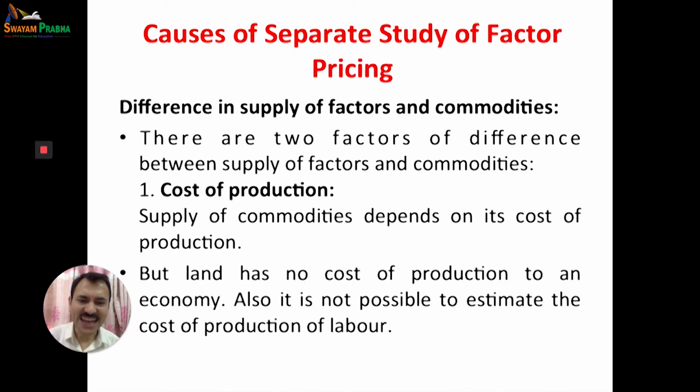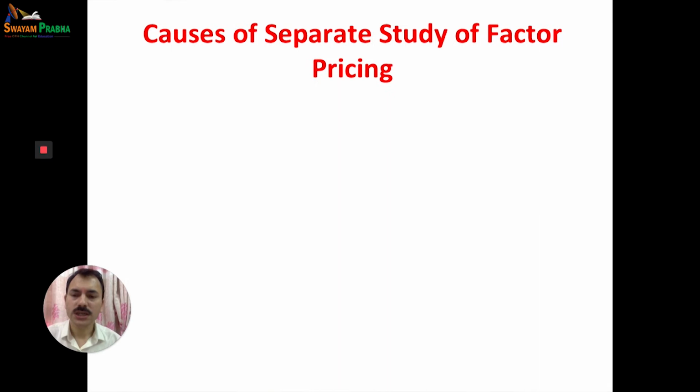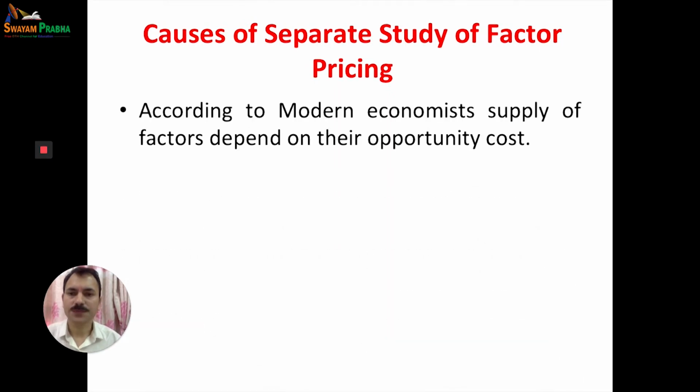But land has no cost of production. Sometimes calculating the cost of a factor is not possible. It's also not possible to estimate the cost of production of labor, whereas the cost of production of commodities you can easily calculate. According to modern economists, the supply of a factor depends upon the opportunity cost, the next best alternative.